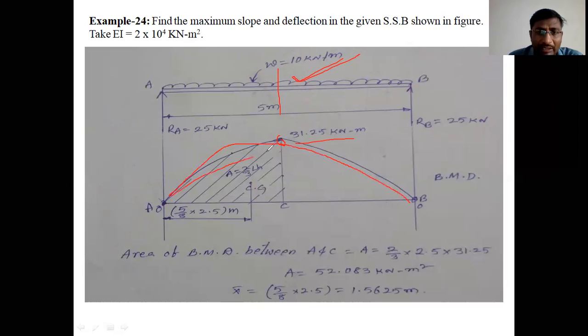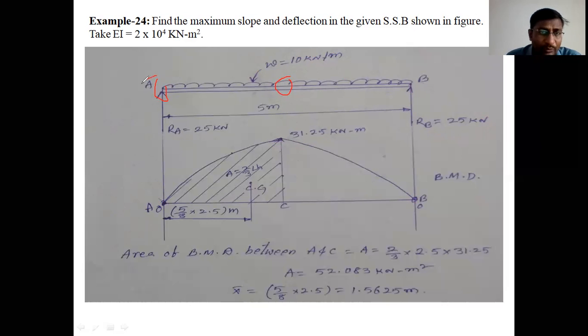Like this, you have to draw the parabolic continuous curve. This is the bending moment diagram. After getting the bending moment diagram, to find the slope at point A and to find the deflection at the center, maximum deflection and maximum slope, you have to take the area of the bending moment diagram. That is either between A and C or between C and B.